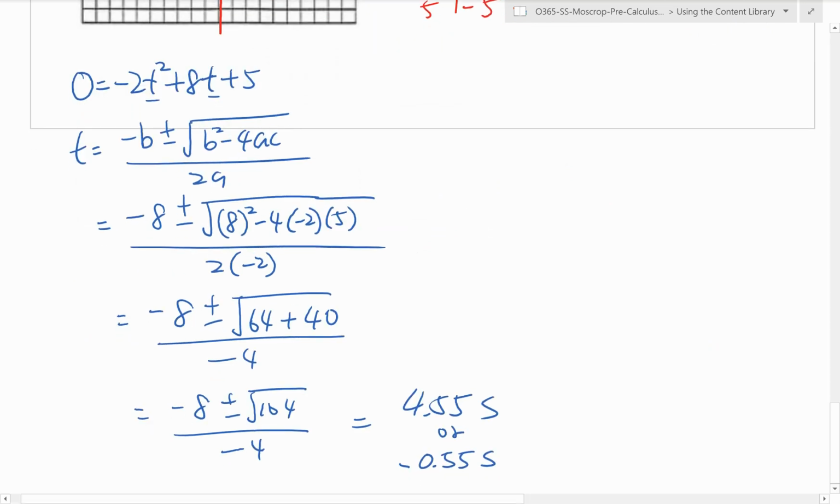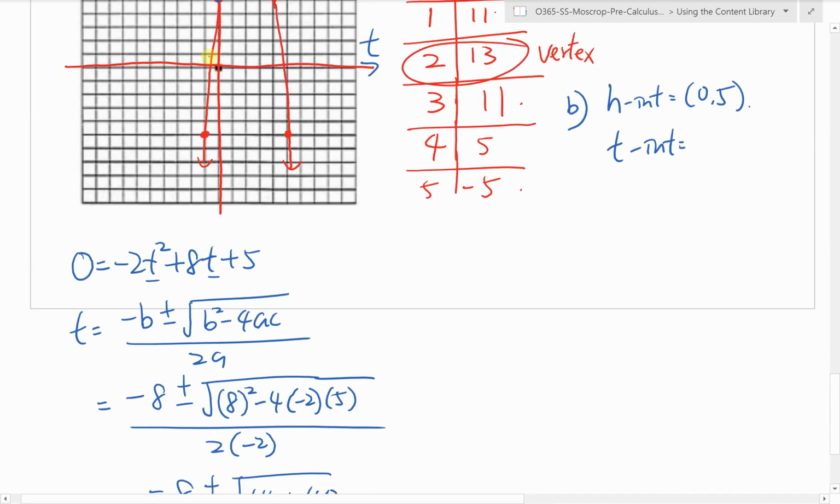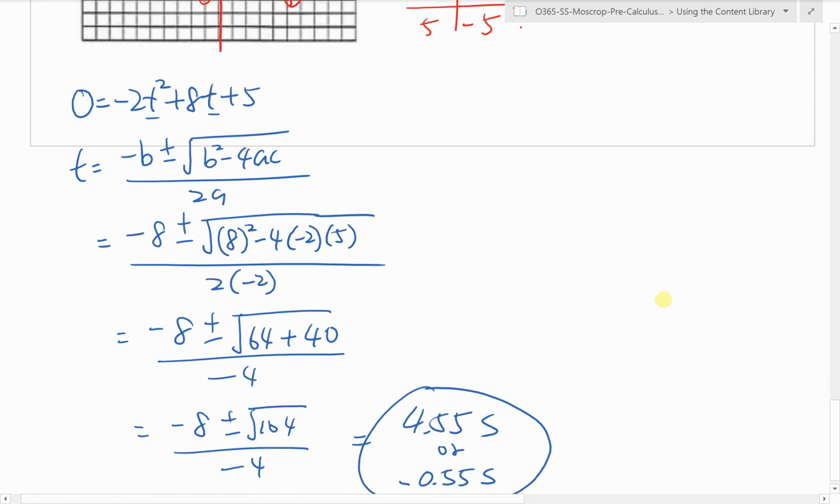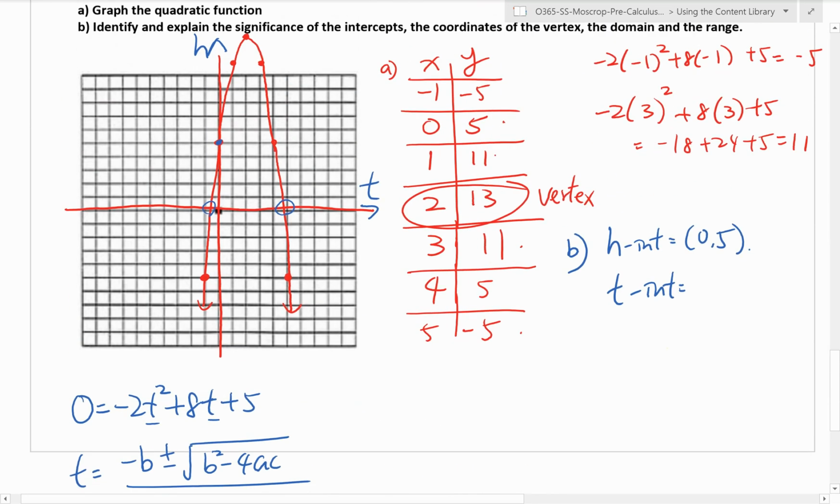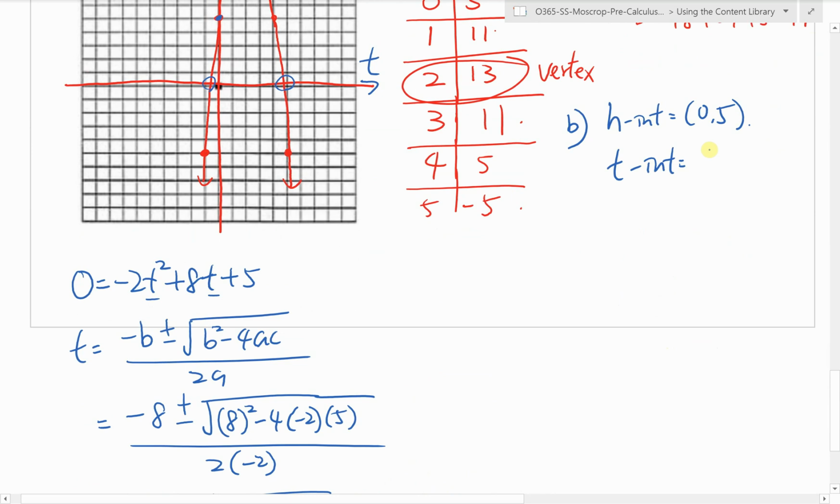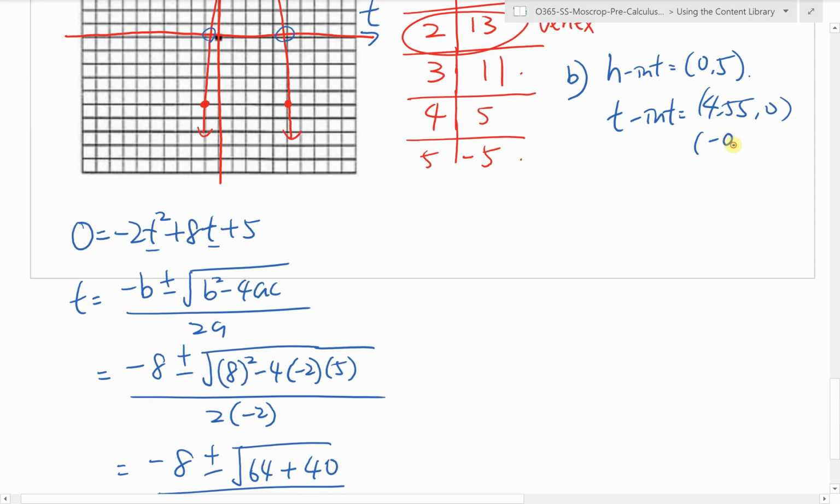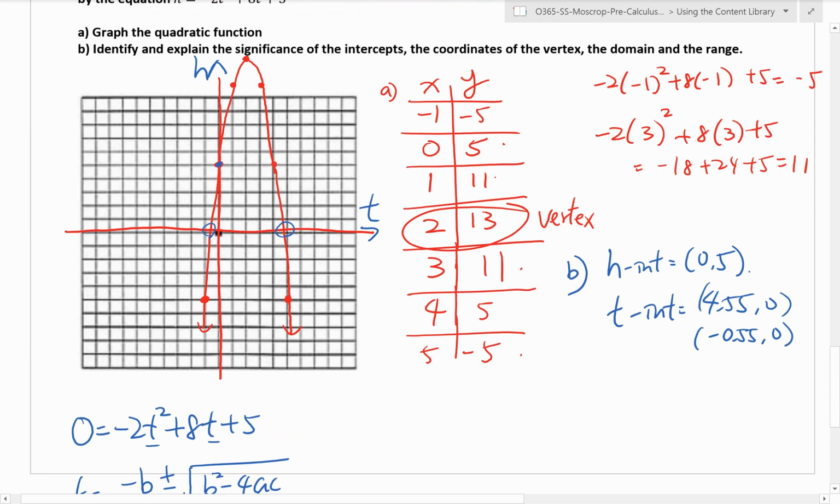Alright, so here if you use the quadratic formula, this is what you should get. T is either equal to 4.55 seconds or negative 0.55 seconds, which makes sense, right? You can see we have two x-intercepts, one here and one there. Okay, so now the t-intercepts are negative 4.55, 0 and the other one is negative 0.55, 0. Now, what is the significance of these intercepts?